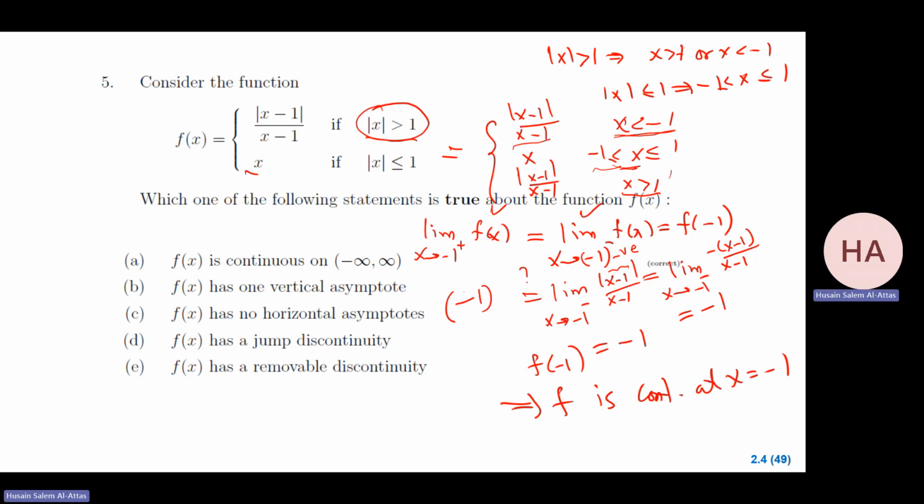Good. Now let me go to x equal 1. Do the same. What is the limit as x goes to 1 from the right? Right, I will be here, so I need to do this absolute value thing.